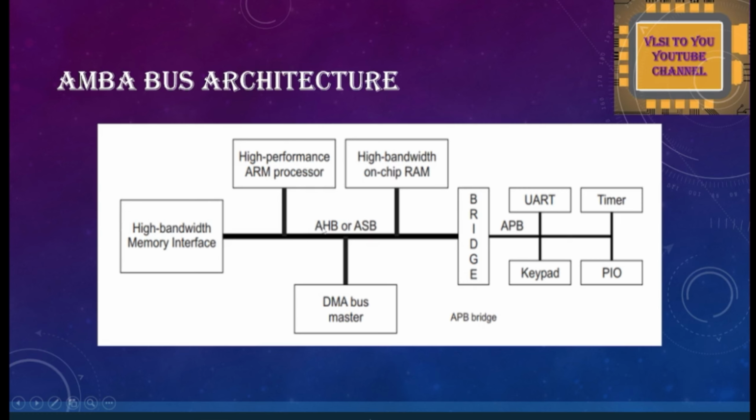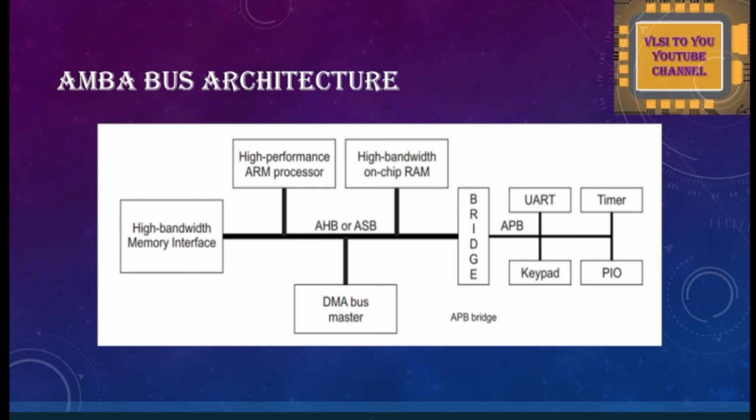Now there should be something which will convert this high speed data to low speed data, and low speed data to high speed data, because low bandwidth data can't be assigned to the high performance devices. Similarly, high bandwidth data can't be assigned to the low bandwidth devices. So there should be some bridge which will convert high bandwidth, high frequency to low frequency, and low frequency to high frequency. So in that case we'll be using the bridge here.